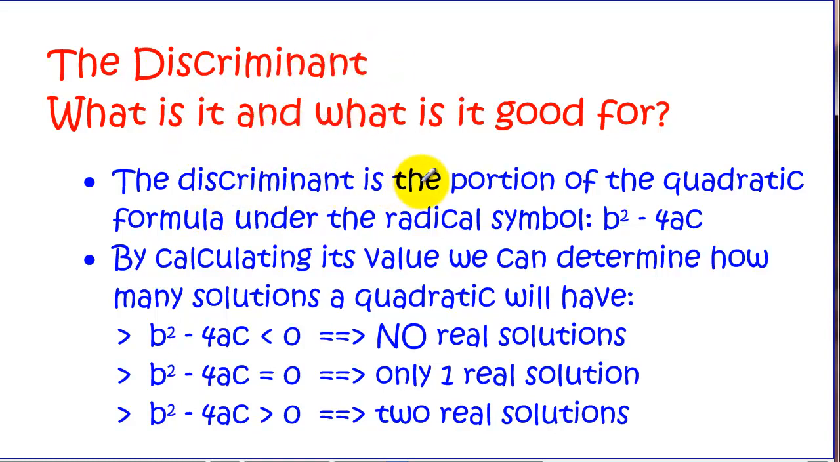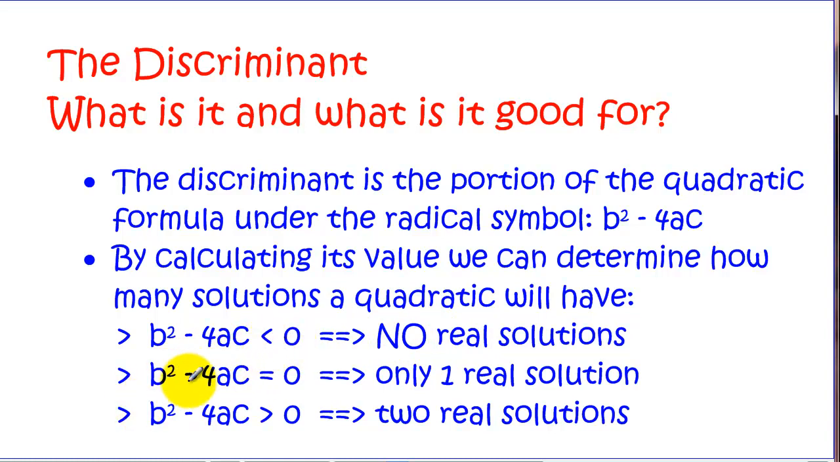The discriminant is a portion of the quadratic formula, and it's the portion under the radical symbol. So it's this calculation here, b squared minus 4ac. So if we calculate that subset of the quadratic formula, we can determine how many solutions there are. If that number under the square root is negative, there are no real solutions. You can't take the square root of a negative number and get a real number. So that would mean that that's undefined, so we have no solutions.